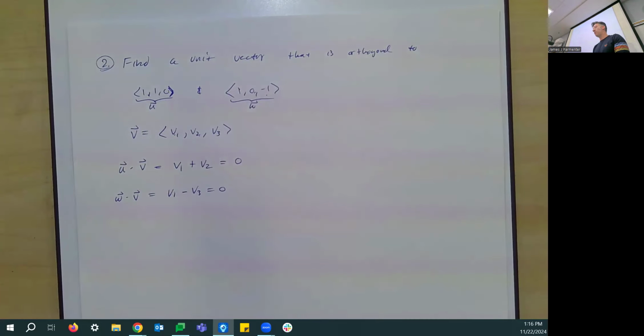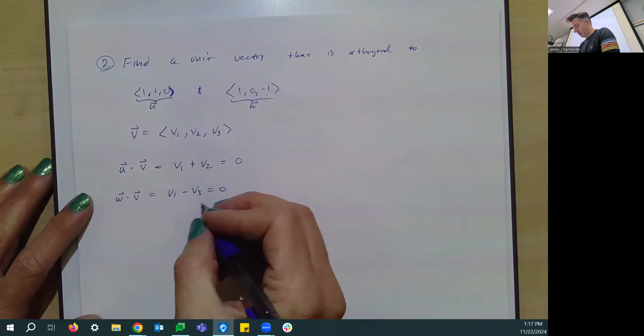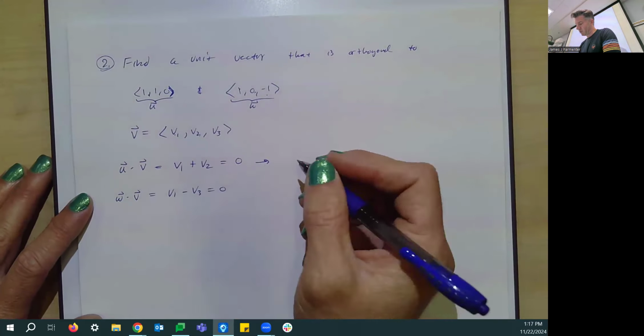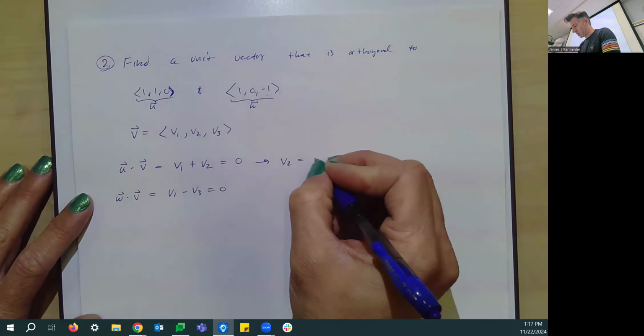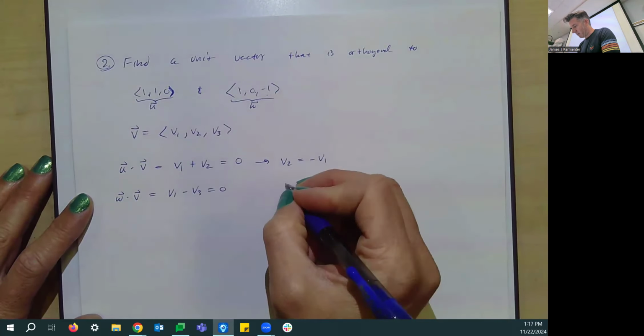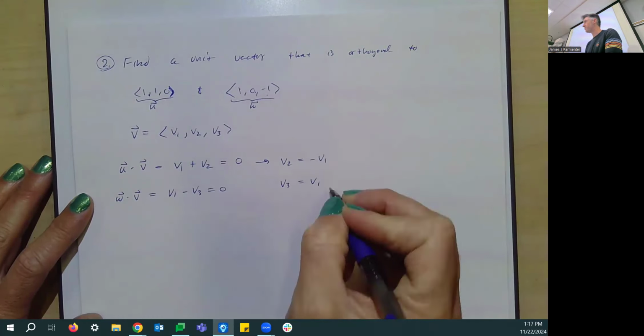I will point out that I'm completely ignoring the fact that it has to be a unit vector at this point. What I'm going to first do is just find any old vector that's orthogonal to both of these vectors. And then after I find a vector that works, I'll divide by its own magnitude to make the unit vector. So great, here's what I need: V2 is equal to the negative of V1, and V3 is equal to V1.